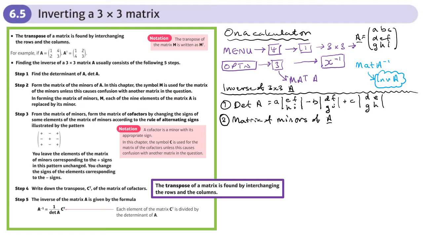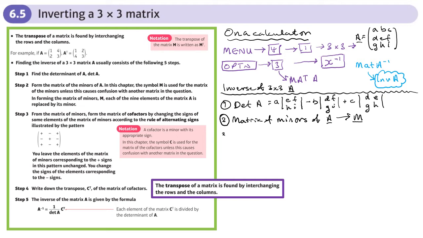And for the matrix of minors, we use the letter M. I know we've been using the letter M before for matrix, but it'll normally be find the determinant of, or find the inverse of a matrix A or B. They won't usually say find the inverse of a matrix M, because we're going to be using M to stand for this matrix of minors.